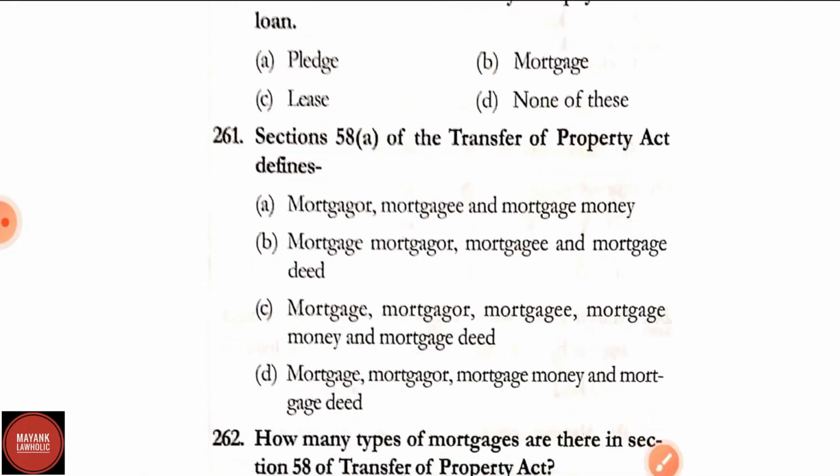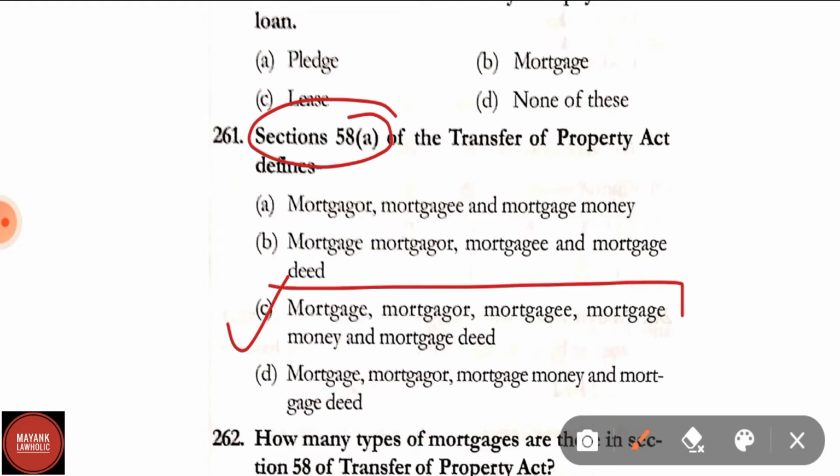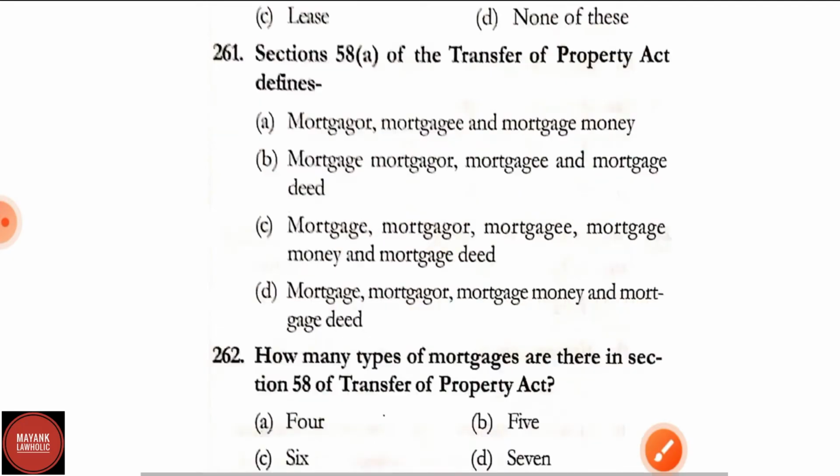Question number 261. Section 58 clause A of TPA defines mortgager, mortgagee and mortgage money. Option B, mortgage, mortgager, mortgagee and mortgage deed. Option C, mortgage, mortgager, mortgagee, mortgage money and mortgage deed. Option D, mortgage, mortgager, mortgage money and mortgage deed. Correct answer is option C. Under section 58A of TPA, mortgage, mortgager, mortgagee, mortgage money and mortgage deed are defined.